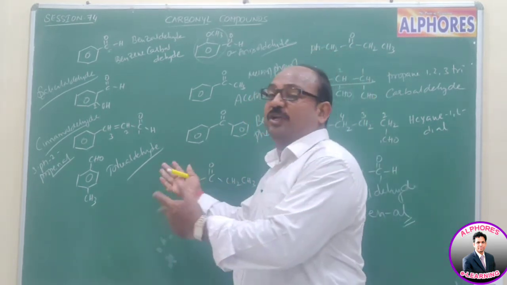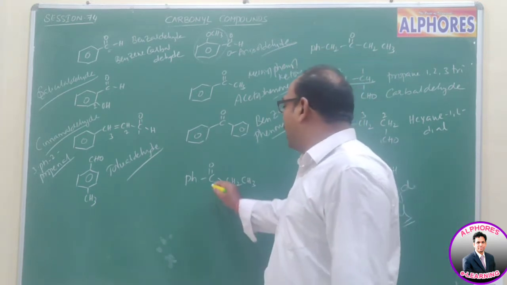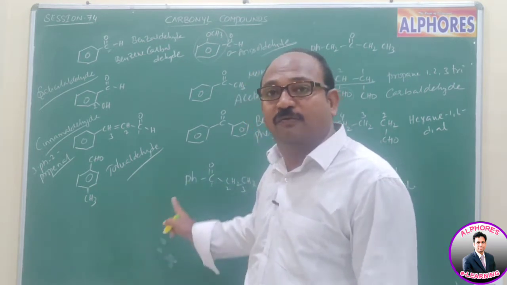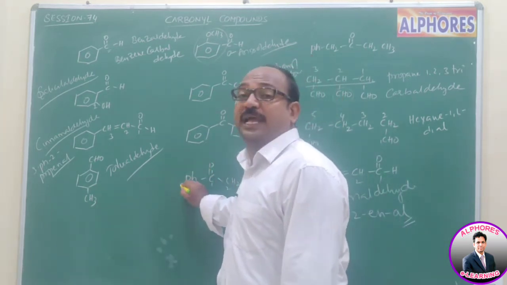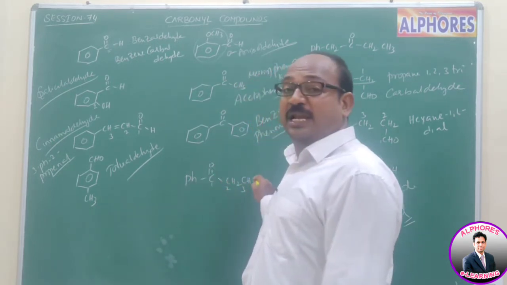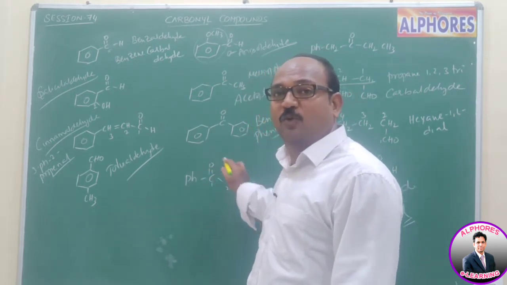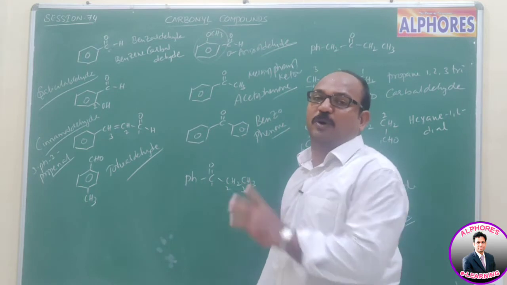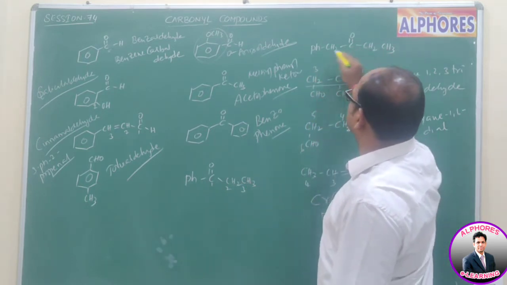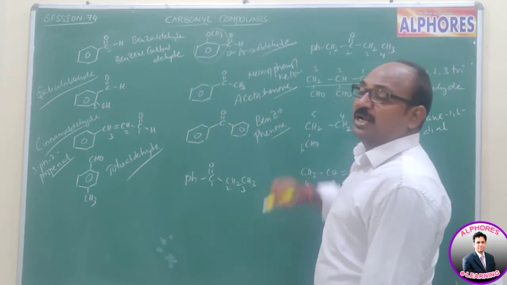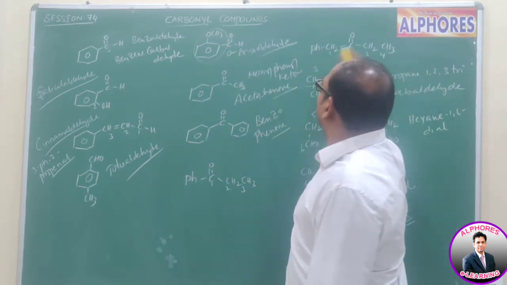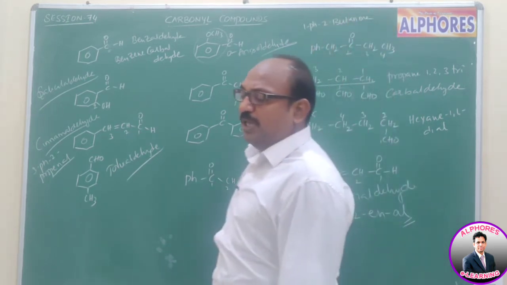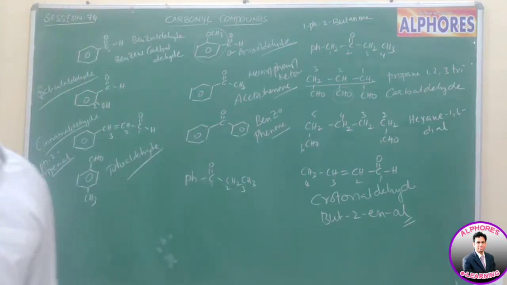So ethylphenyl ketone is 1-phenyl-1-propanone. There are 3 carbons in the long chain, hence propane, and the phenyl group is located at the first carbon, that's why 1-phenyl propanone. Now let us see 1, 2, 3, 4. The first carbon consists of phenyl: 1-phenyl 2-butanone. These are the IUPAC names of aromatic compounds.